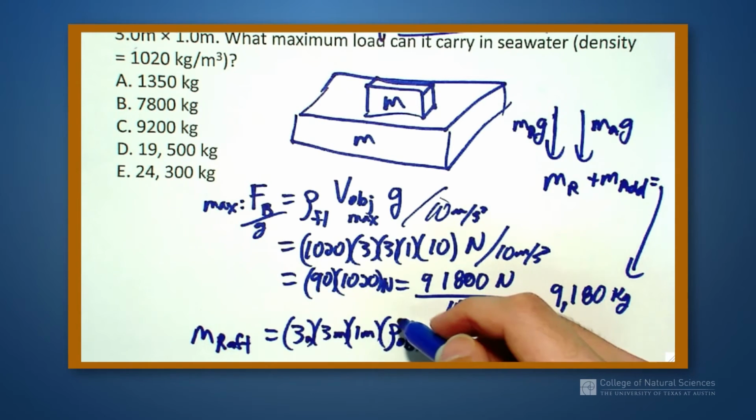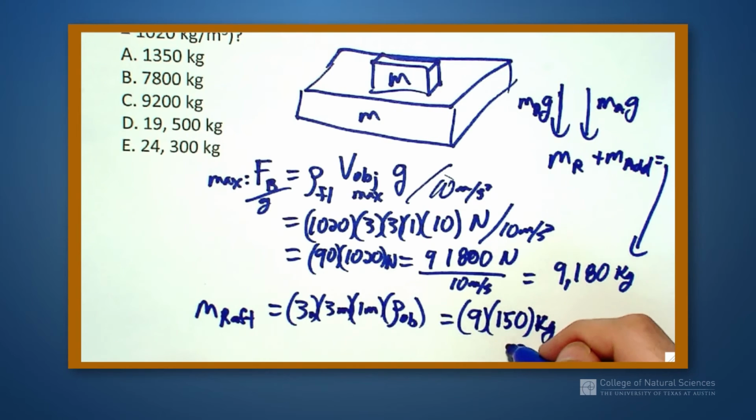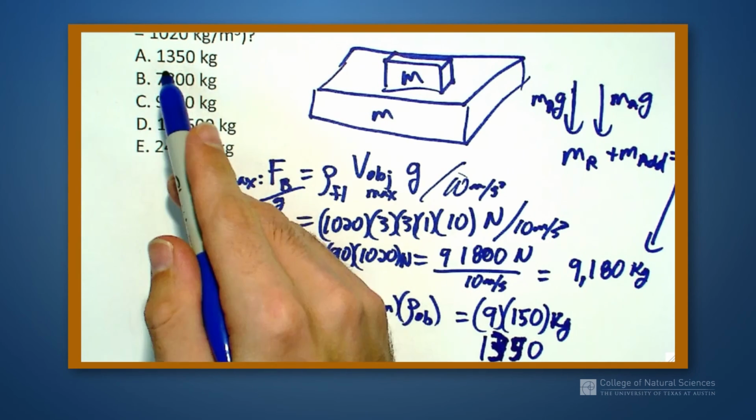I get the mass of the raft is going to be 9 times 150, in units of kilograms. So 9 times 5 is going to be 45. And 9 times 100 is 900. So this is 1350, which actually is one of my answers. So the mass of the raft is 1350.